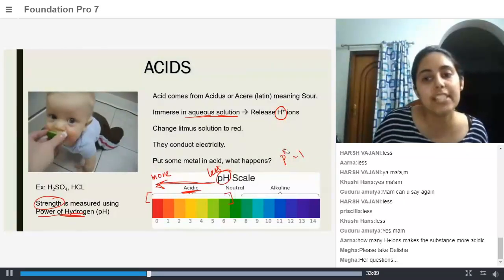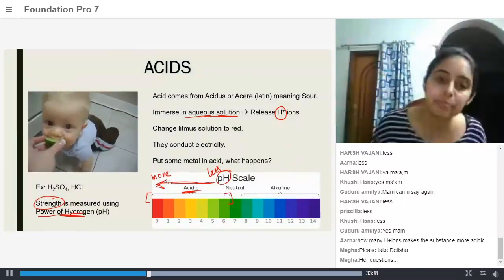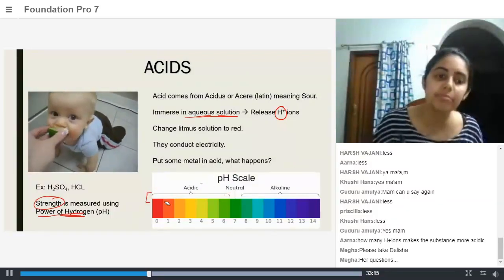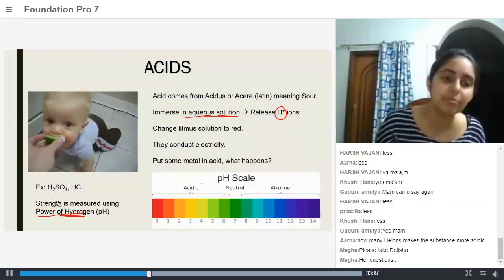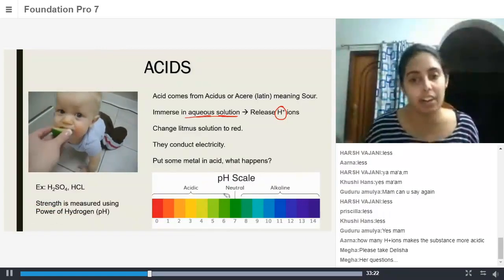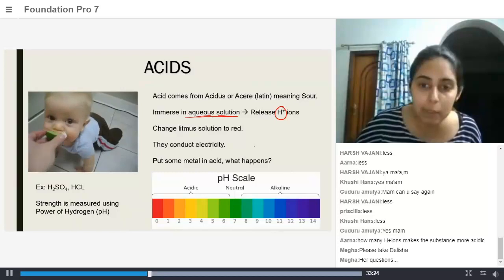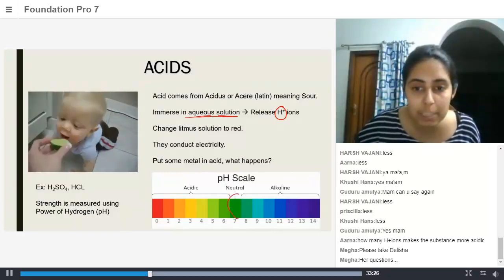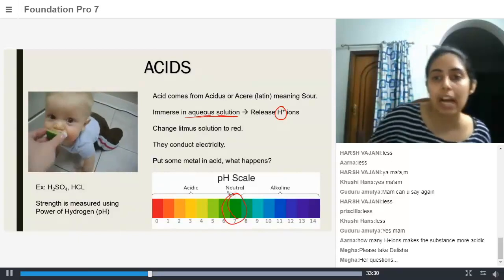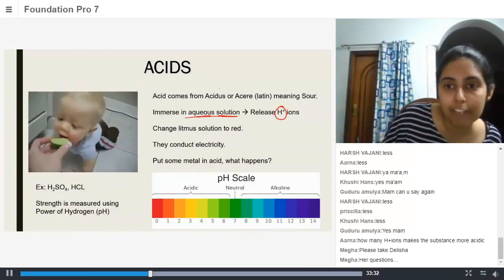Now, if pH is 7, then Ma'am, I guess it's still less acidic. It is less acidic, but not only that, it is neutral. So what is special about 7? What is special about 7 is that it is neither acidic nor basic. So the opposite of an acid.